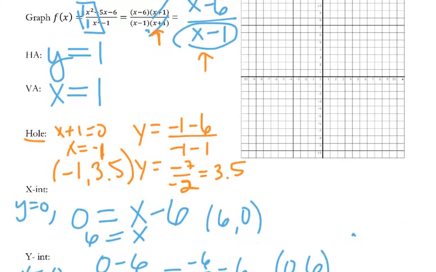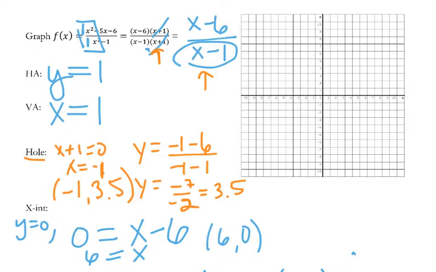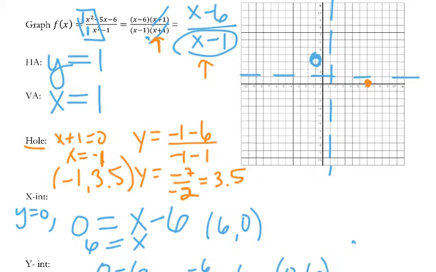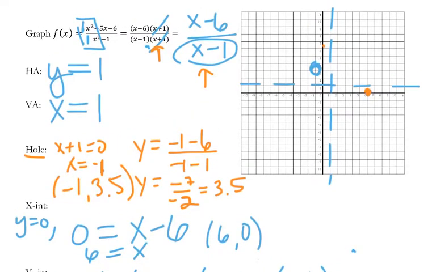All right, we're ready to start plotting these features. So we had a horizontal asymptote at y equals 1. We have a vertical asymptote at x equals 1. We have a hole at negative 1, 3.5. It's a little bigger than the hole should be in your notes. Make it smaller. We have an x-intercept at 6, 0. Use a different color just to highlight it. And then we had a y-intercept at 0, 6.